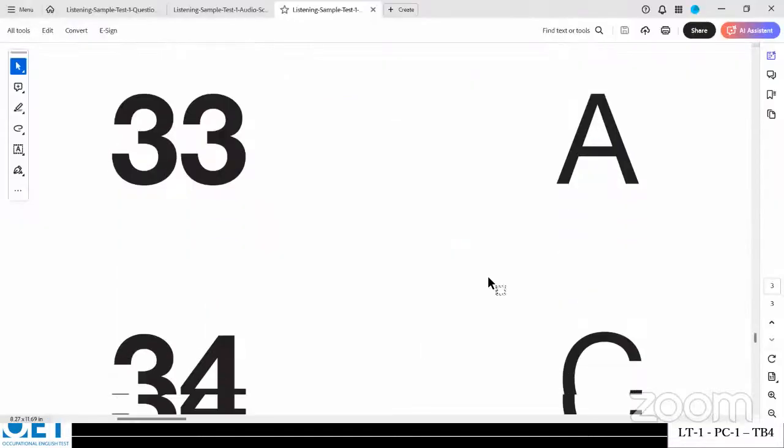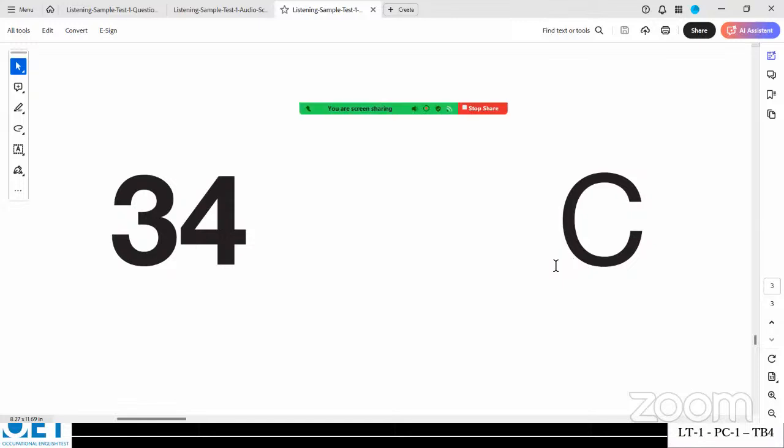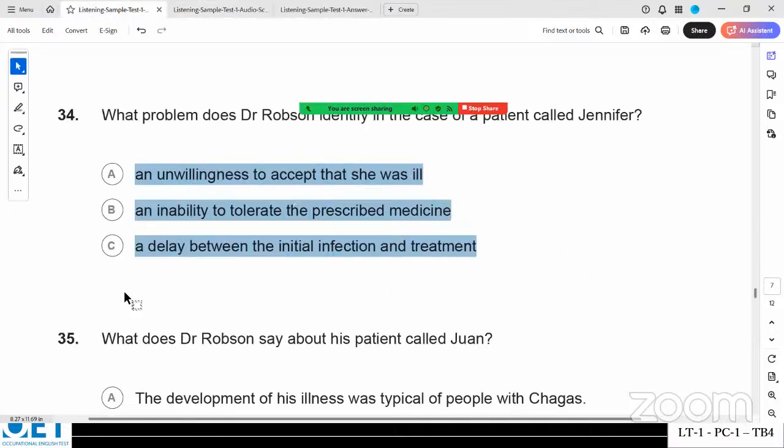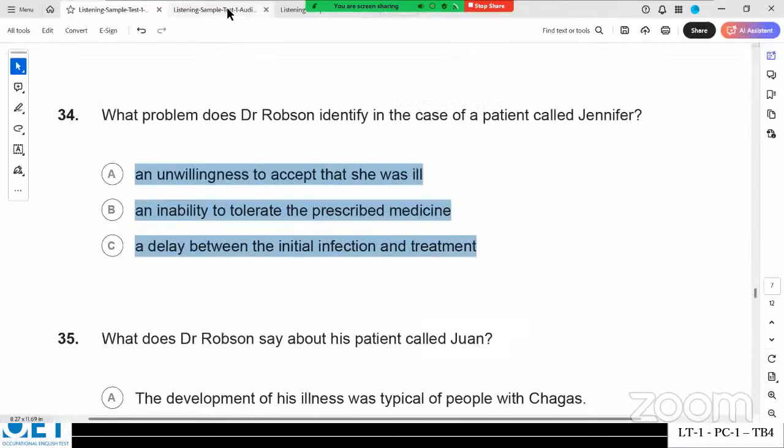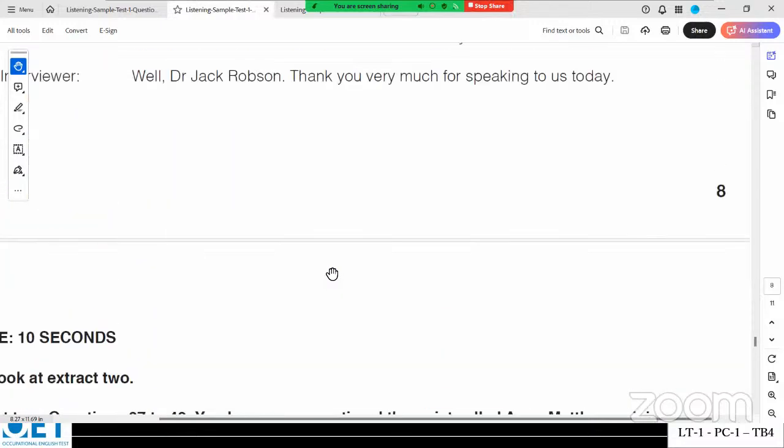34 is C. And what is C? A delay between the initial infection and treatment. In the question only there is the answer, no? In the beginning itself he told. What problem? Problem means issue. Does Dr. Robson identify in the case of a patient called Jennifer? What is the question she asked? Let us go there. The question she asked is here.